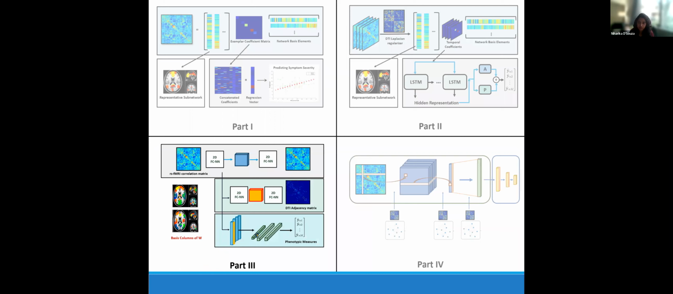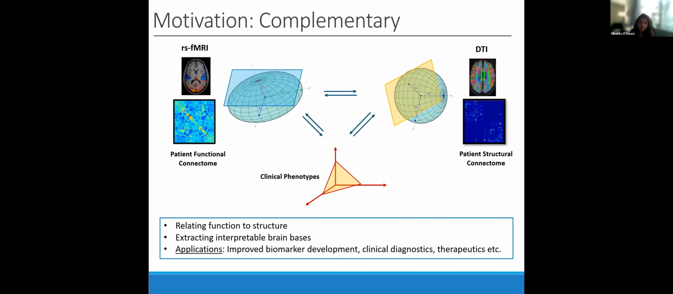In this section of the talk, we deviate slightly past our original goal of predicting phenotypes. Instead, what we are interested in further exploring is the complementarity between functional and structural connectivity data spaces. So resting state fMRI and DTI provide us with dual representations of the brain, and each of these is endowed with its own set of geometric properties. These are two complementary aspects of brain connectivity, which are distinct but intimately related.